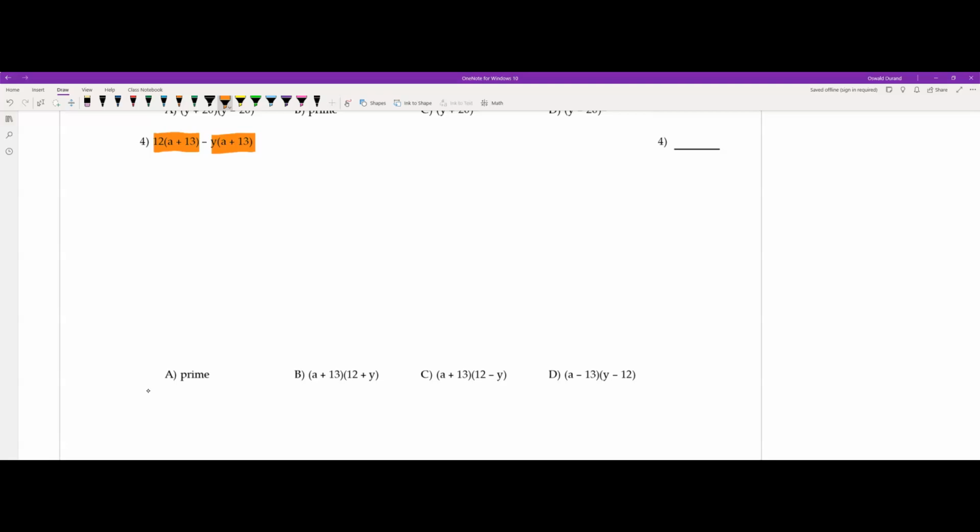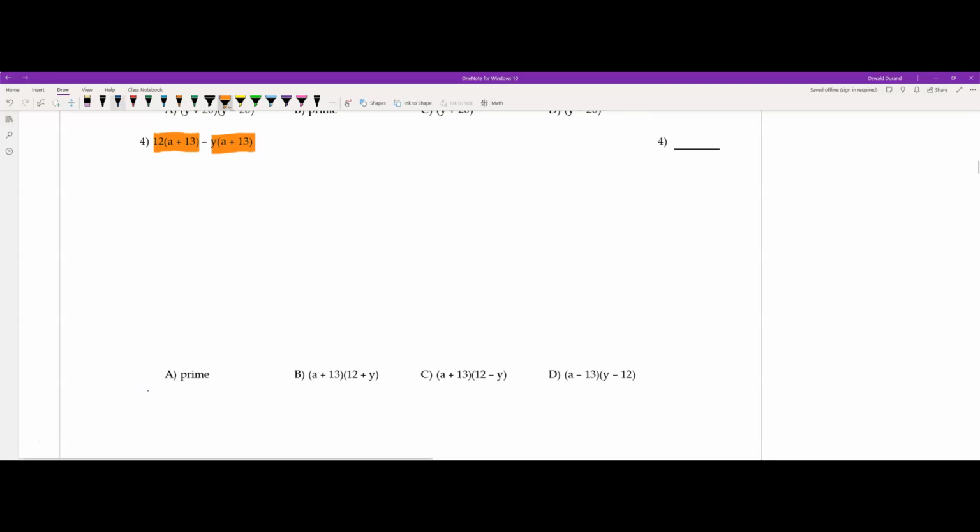Even though within the parentheses you have an a plus 13, what makes it a term is the 12 times that binomial. Usually terms are separated by the addition sign, the subtraction sign, and the equal sign. So plus, minus. Because a plus 13 is inside the parentheses, you look at it as one, and the 12 times a plus 13 makes it one term.